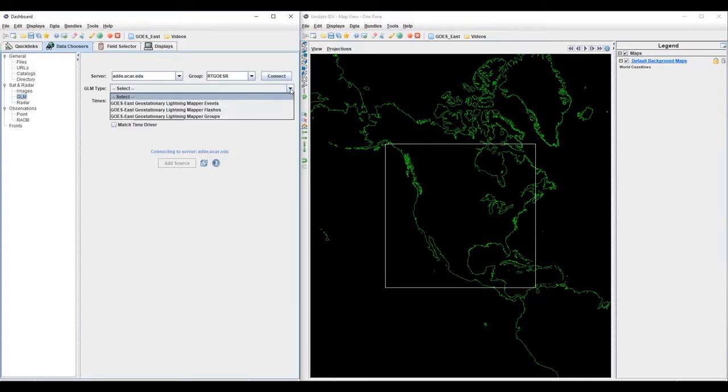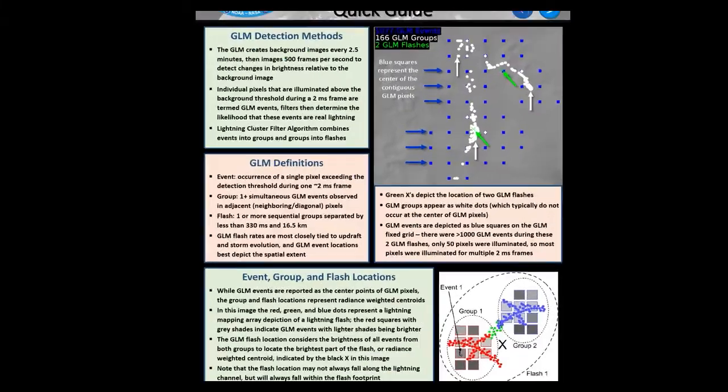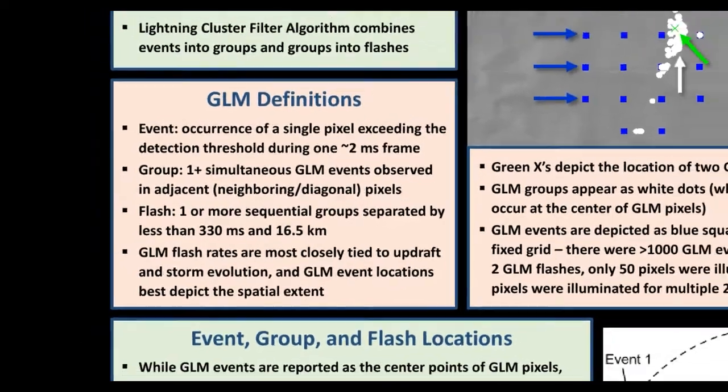This part can be a bit confusing if you don't have a lot of experience working with lightning data, so I looked at this flyer online that explains the different options pretty well. The GLM defines an event as an occurrence of a single pixel exceeding the detection threshold during one frame. In layman's terms, this means that an event is a tiny speck of lightning. A group is a collection of simultaneous events close to each other, which would be one main branch of lightning if you were looking at it from the ground. A flash is a collection of groups close to each other in time and space. This would correspond to a lightning bolt.